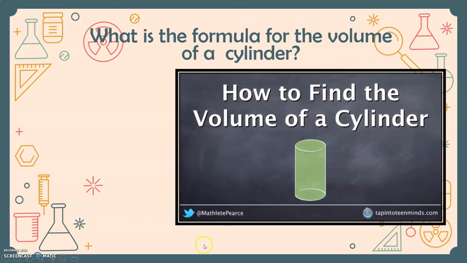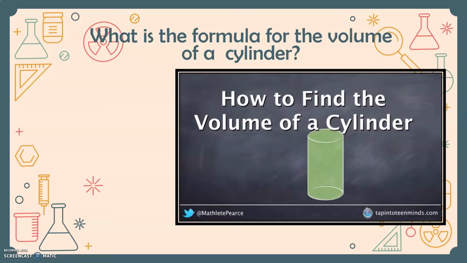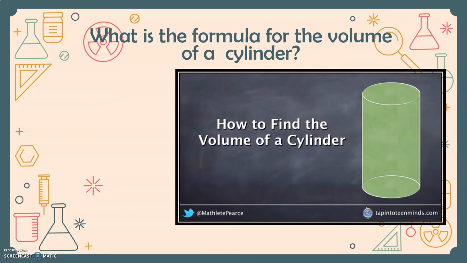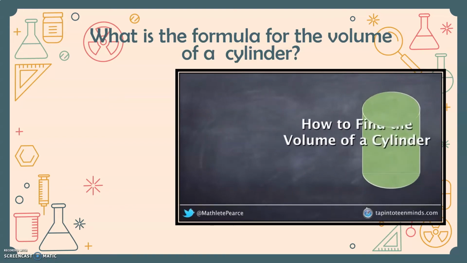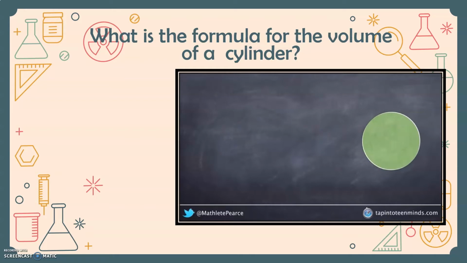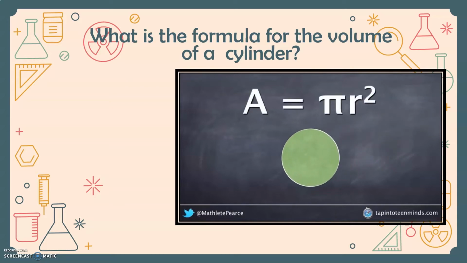In this video, we're going to learn how to find the volume of a cylinder and more specifically, where the volume of a cylinder formula comes from. We'll start by going back down to the base of the cylinder, which happens to be a circle. And in previous years, you've learned that the area of a circle is pi r squared. But where does the pi r squared actually come from? So let's take a look.